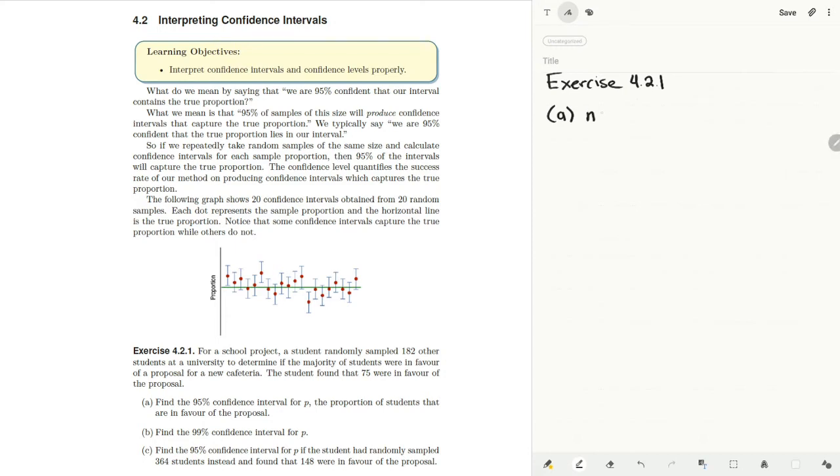So here our sample size is 182 students. And to find our confidence interval, we need to look for the sample proportion, which is our estimate. And this is the proportion of our sample that are in favor, which is 75 out of 182 students. And this will be approximately 0.41208. Next, we need to find our critical value. For 95% confidence, the critical value is 1.96.